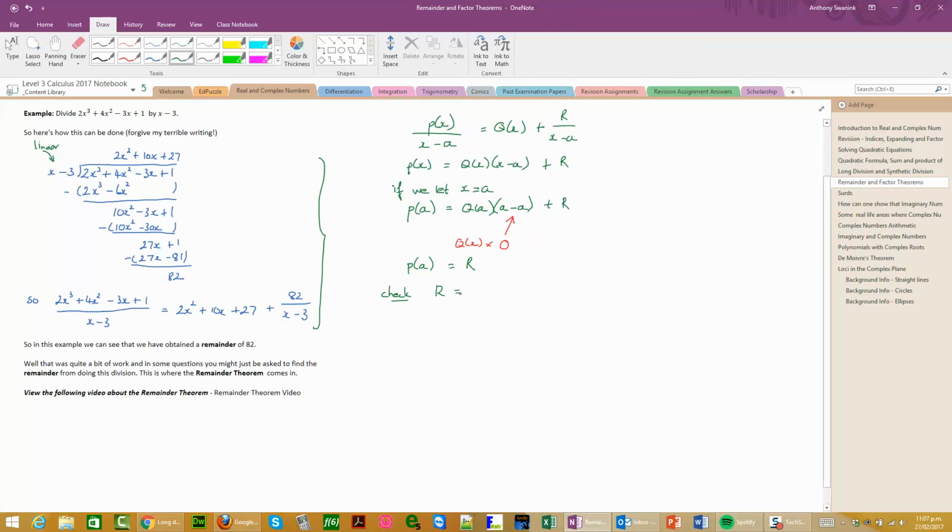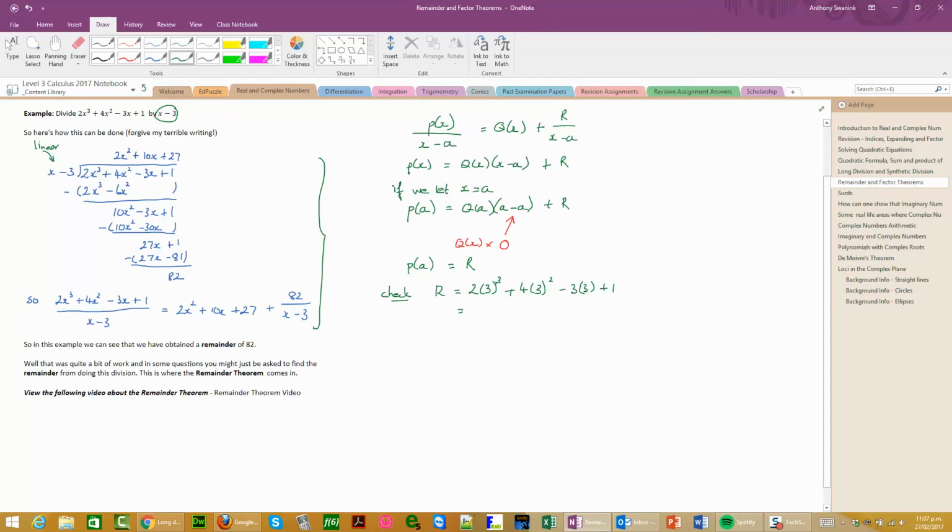We should be seeing the remainder of 82 come out when I substitute what makes x minus 3 equal to 0, which will be 3 of course, into the polynomial. So let's do that. We're going to have 2 times 3 to the power of 3, plus 4 times 3 to the power of 2, minus 3 times 3, plus 1. Let's see what that equals.